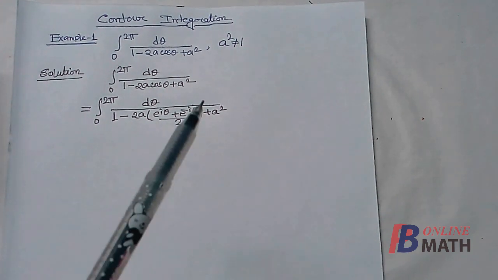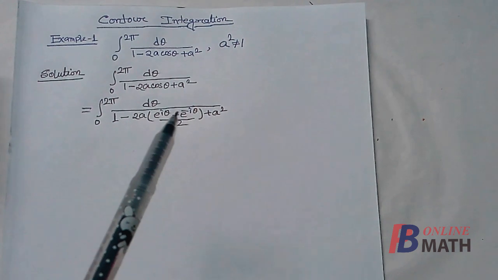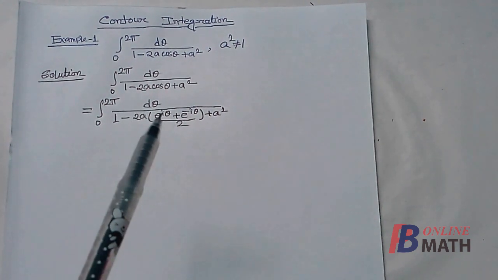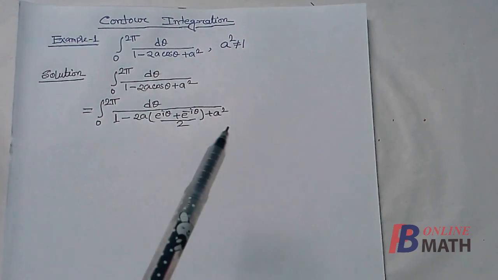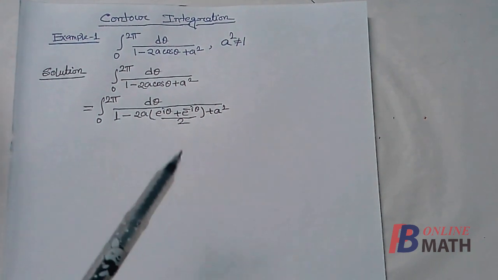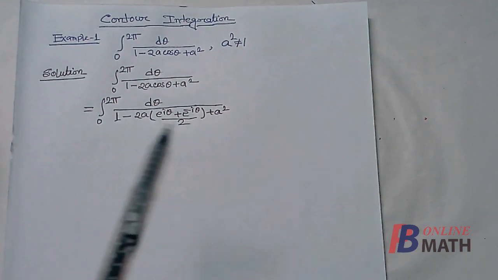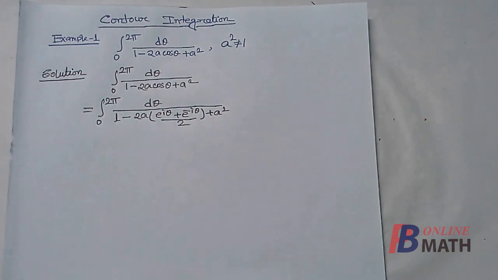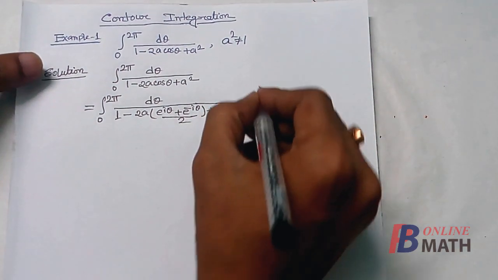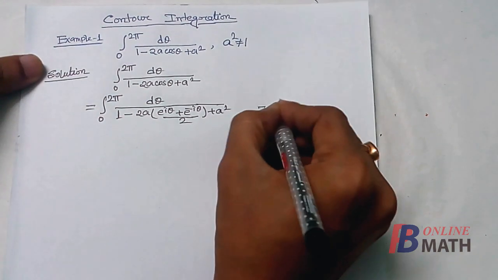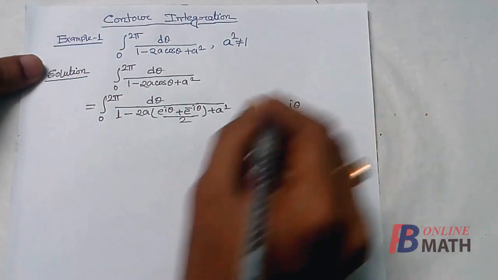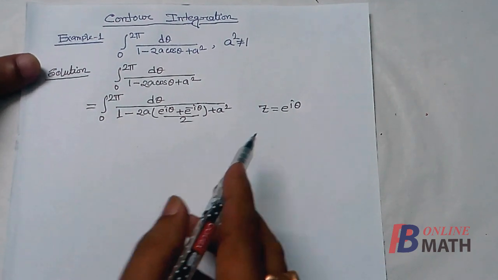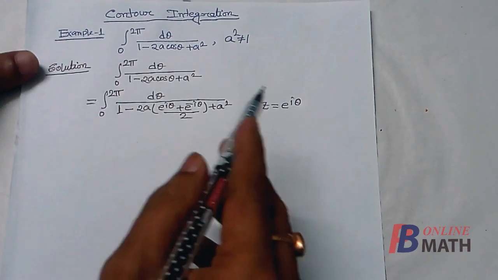Here it is given that a square is not equal to 1. So there are two cases: one is a square greater than 1 and the other is a square less than 1. There is some clue that we have to select the contour as a unit circle. If we select the contour as the unit circle, then the transformation that we have to use here is z equal to e to the power i theta. This is the equation of the unit circle. So first of all we have to draw the contour.